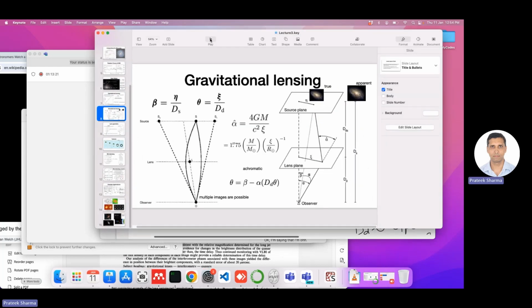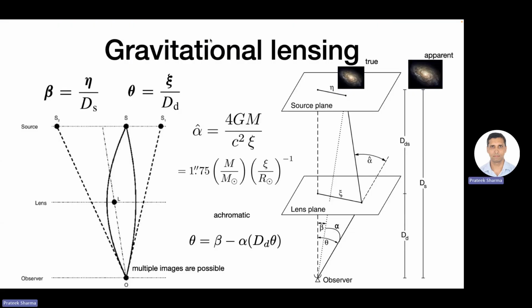quickly show you the images and so on. That's why this course should have both. Okay, so this is the geometry that I showed. This we already did. Commit this thing to your memory: theta, beta, alpha, alpha hat, Dds, Ds, Dd. All these things are used in all gravitational lensing papers.